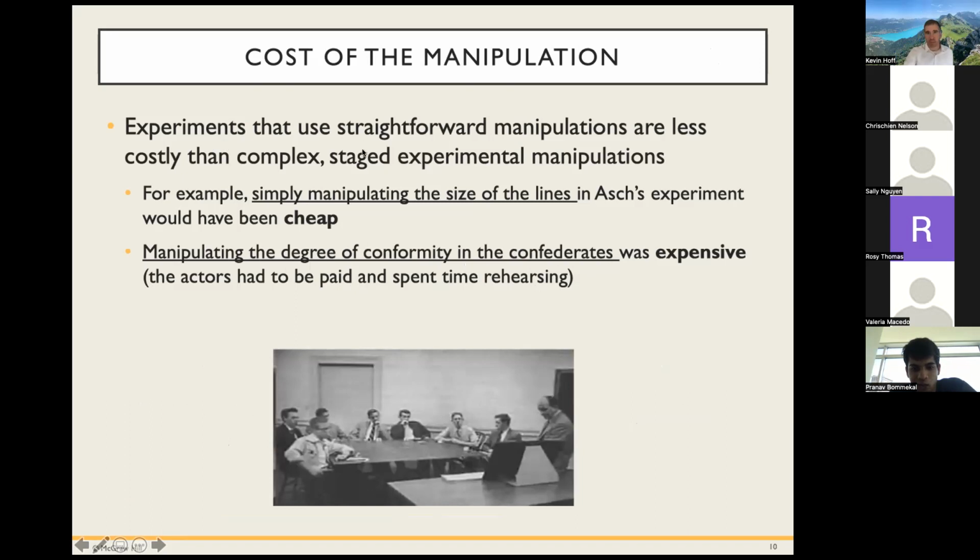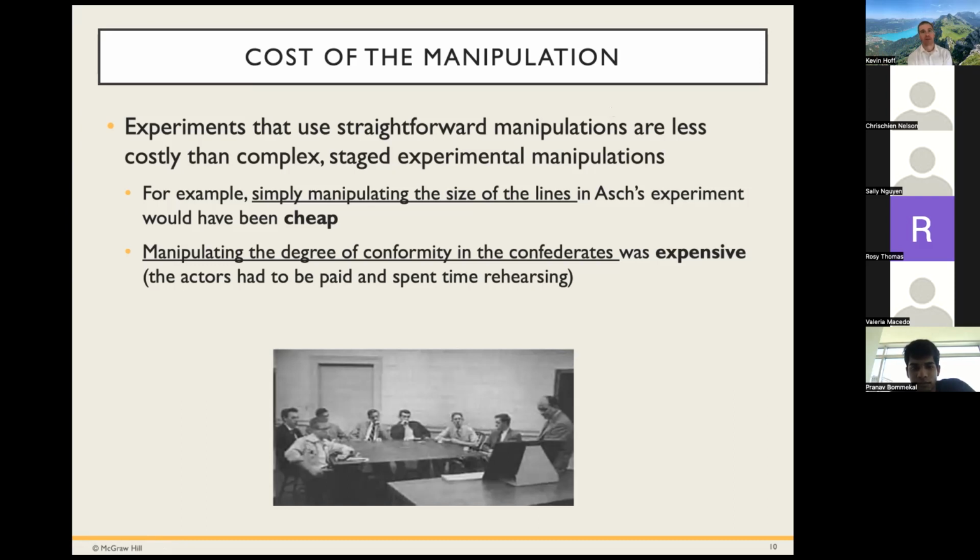As a general rule, it's cheap and easy to do straightforward manipulations, like the example that I talked about in the hotel room, where you just would print out a different sign that said something slightly differently on it. If in that Asch experiment, they were only manipulating the size of the lines, that would have been cheap.